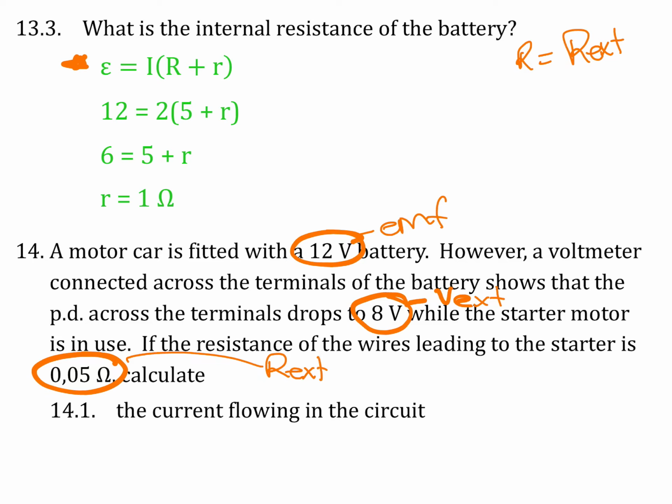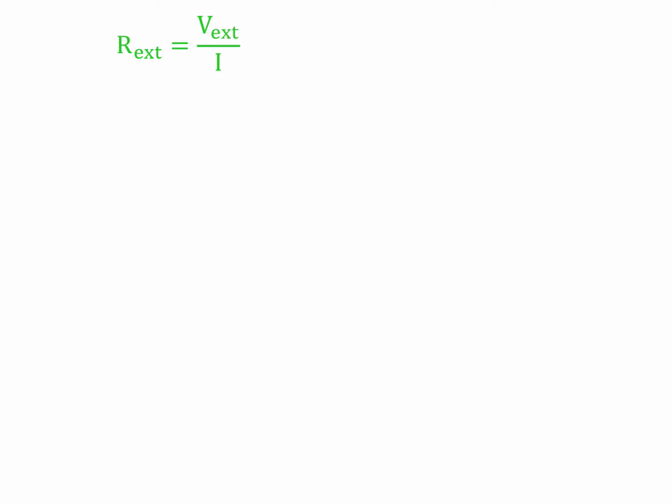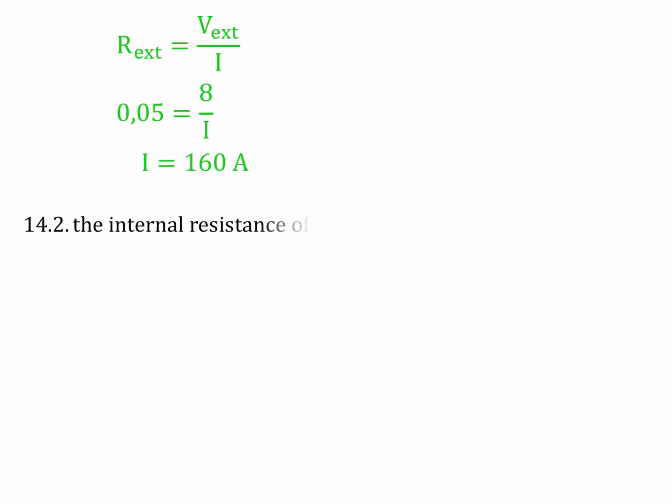First thing they want, current flowing through the circuit. Well, use the things that go together. V external goes with R external. Okay? R external would be V external over I. 0,05 equals 8 divided by I. So I is 160 amperes. Very, very big. But we expected that. We've done a question like this before.